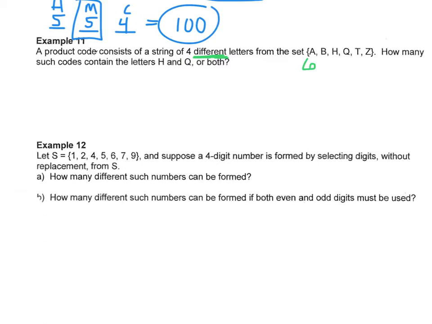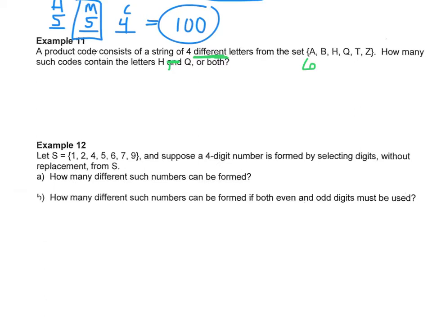It says how many such codes contain the letter H and Q or both. And to be clear here, I think this should actually just be a comma. It should not have the word and. So this is a fairly complicated restriction because we have to think of the codes that have only an H, only a Q, and then perhaps one of each. And then you got to think, okay, well, is the code HQ blank blank? Is it blank HQ, QH? There's all these different permutations of where these could rest.